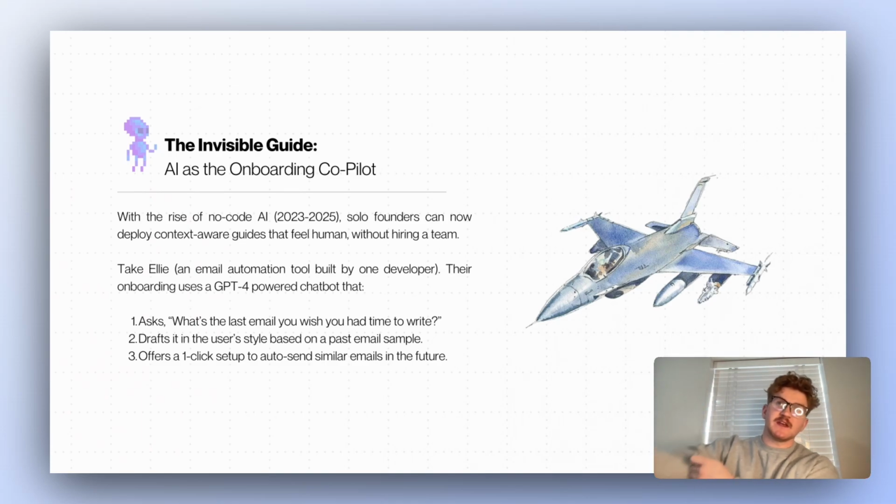And oftentimes we can use this to trick the user into thinking that we have this amazing overhead understanding of their business, but we are just using AI. So Ellie, an email automation tool, uses a GPT-4 powered chatbot in onboarding, just using their API. It says, what's the last email you wish you had time to write? It drafts it in the user's style based on other emails they've written, and then it offers a one-click setup.